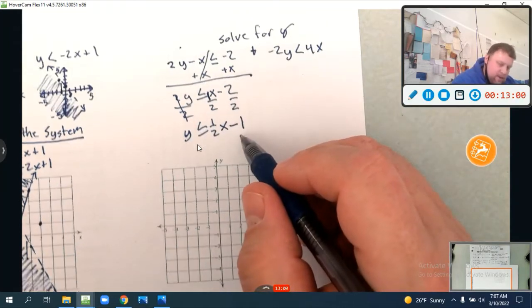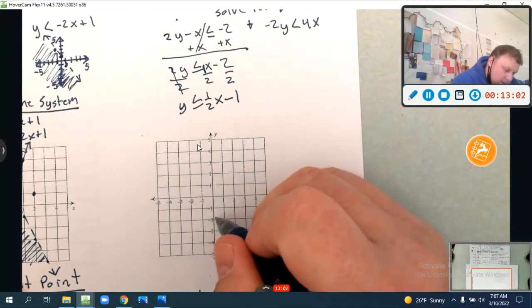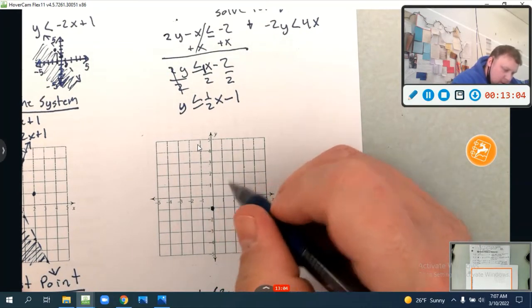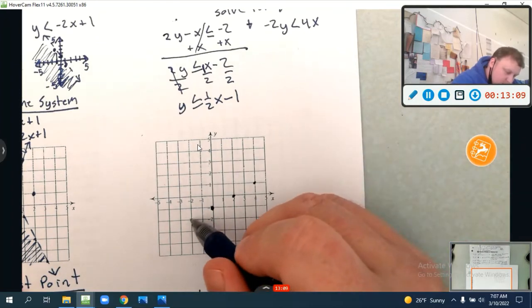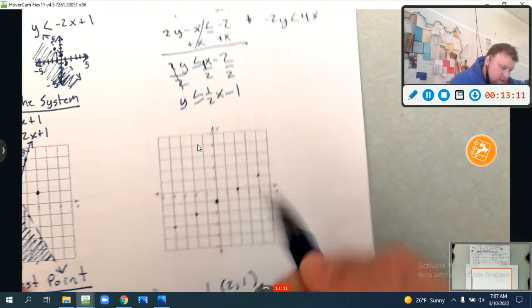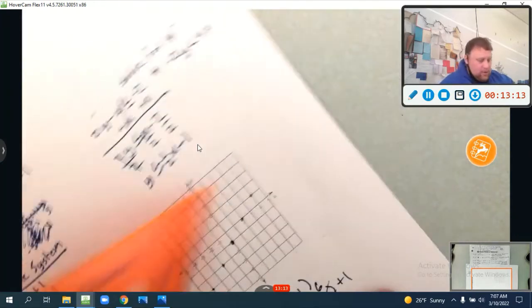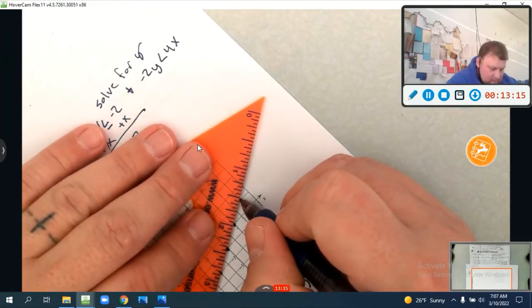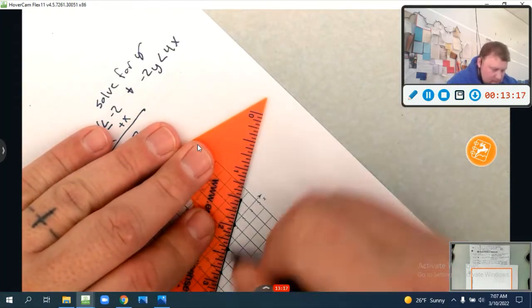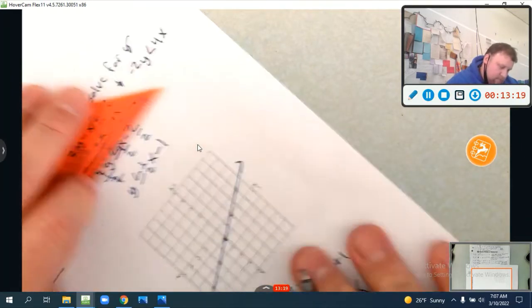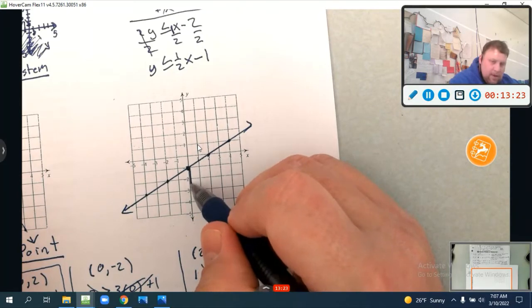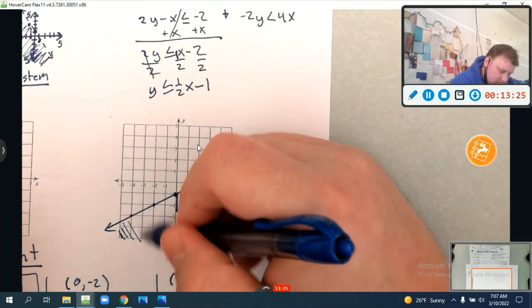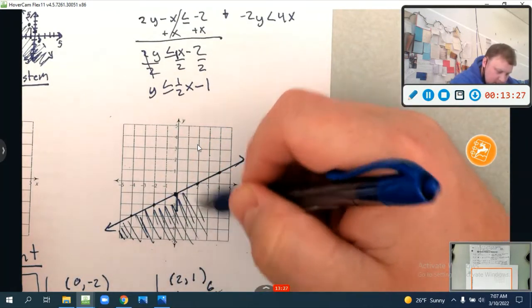Let's graph it. So what are we going to have? Start value of -1, growth value of 1/2, up 1 over 2, or down 1 back 2, okay? And it's or equal to, so we're going to use a solid line. And then it says less than or equal to, so pin on the line, draw it down. Again, I just shade in that box area.